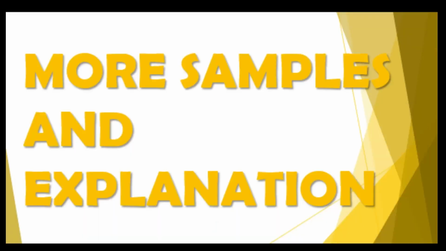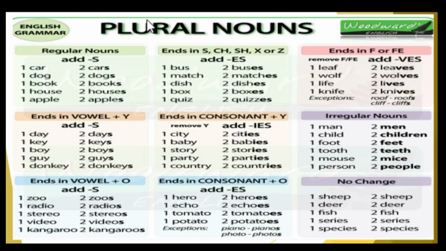Now, let's proceed to more examples and explanation. Plural nouns. Now, we have here first regular nouns. Just add S if you have a regular noun. Example, one car, two cars. One dog, two dogs. One book, two books. One house, two houses. One apple, two apples.